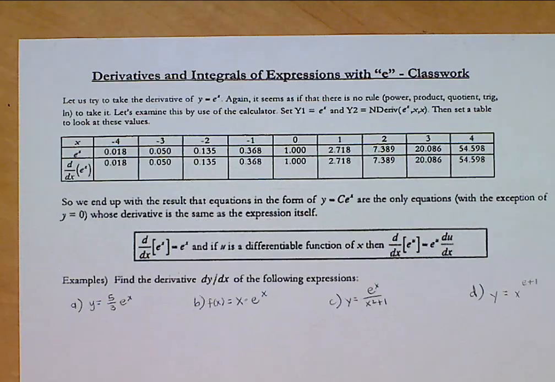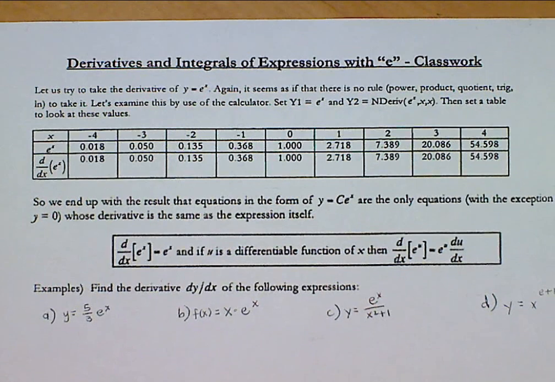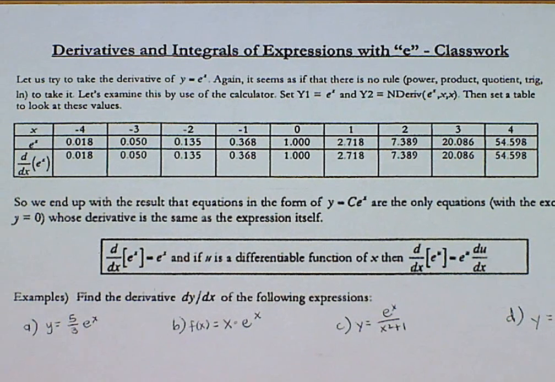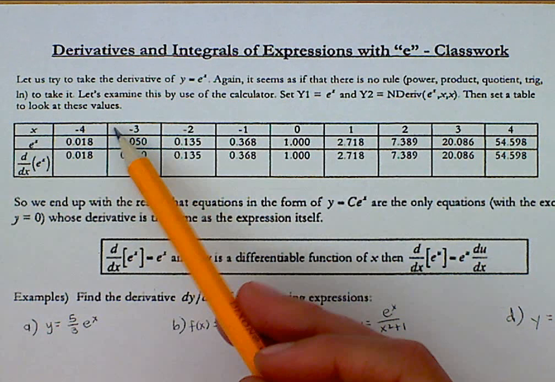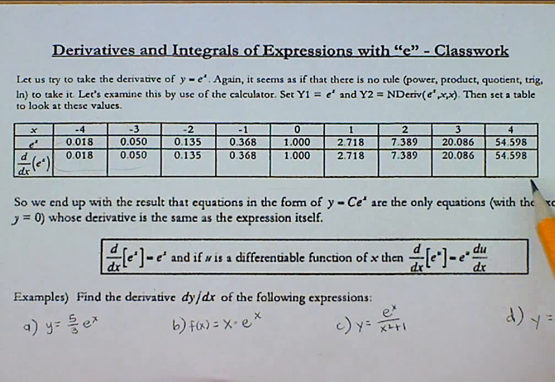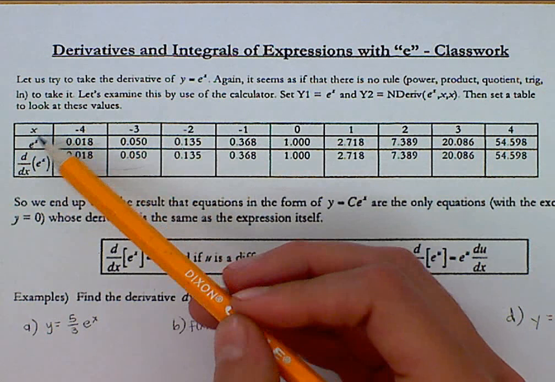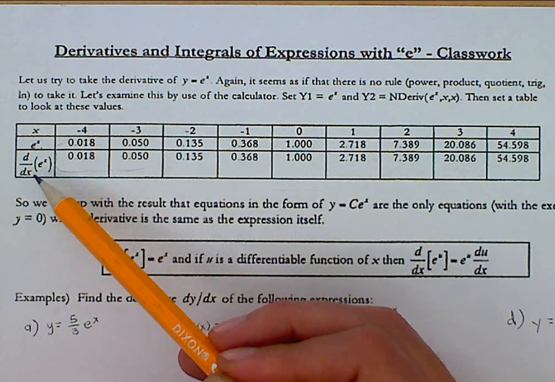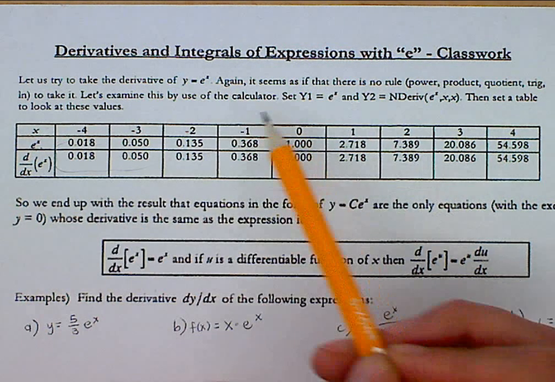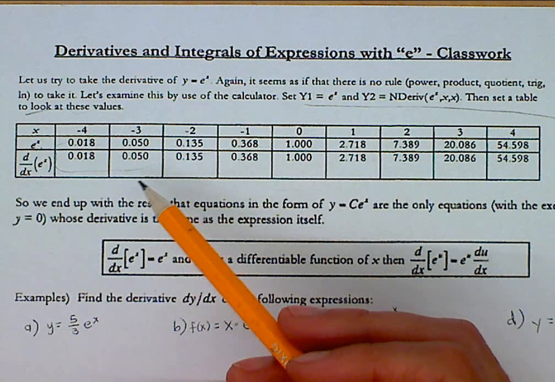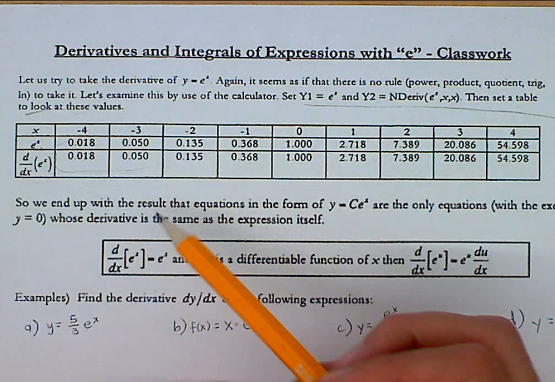So, derivatives and integrals of expressions with e. Up here in this table, we followed the same strategy that we followed for sine and cosine. We made a table for x, e to the x, and then the values of the derivative of e to the x. We were supposed to do this on the calculator, but I filled in the table for you. Aren't I so nice? So here's the table for you.